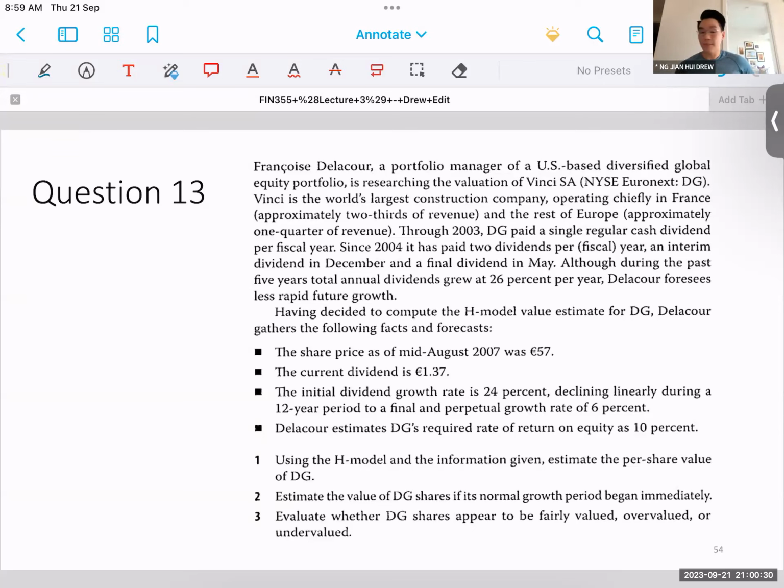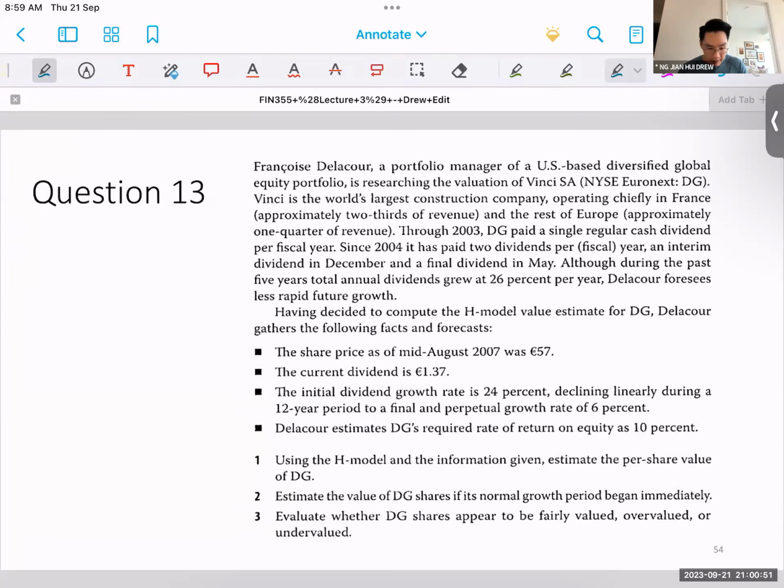All right, so welcome back. Let's go through this question on the H model, and we can see how questions are written and understand how we should tackle such questions.